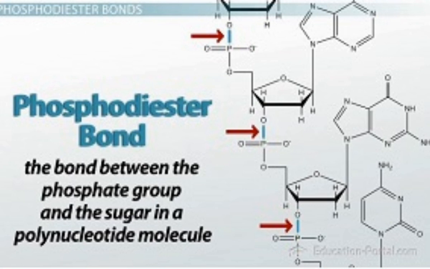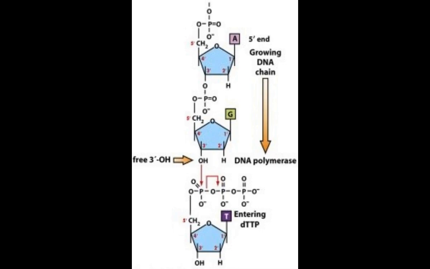Ester bonds are those that involve links made by an oxygen atom. That is, phosphodiester bonds have a total of two ester bonds, one on each side of a phosphorus atom. All living things make these phosphodiester bonds in precisely the same way.